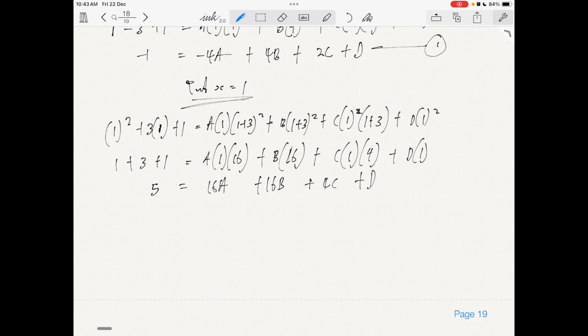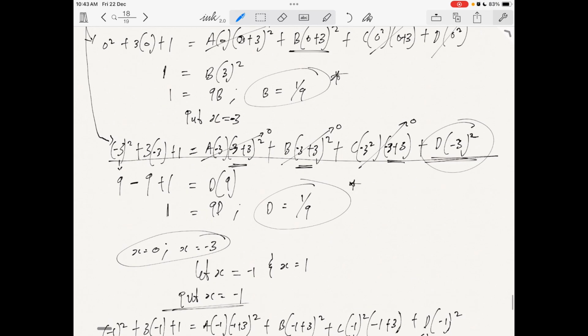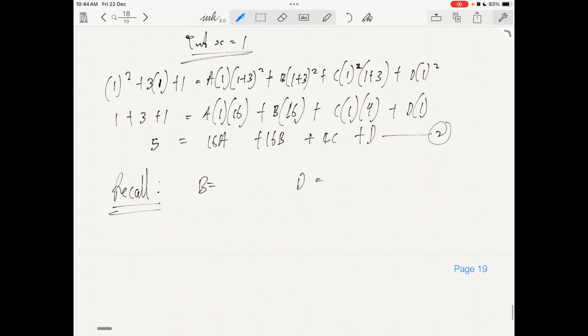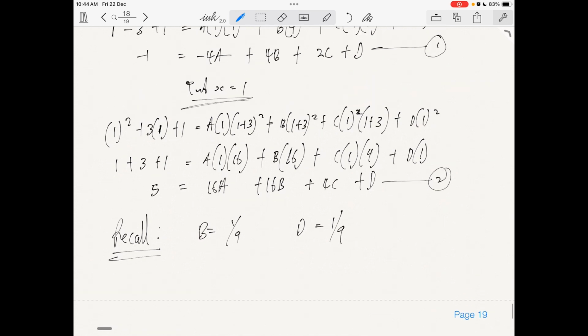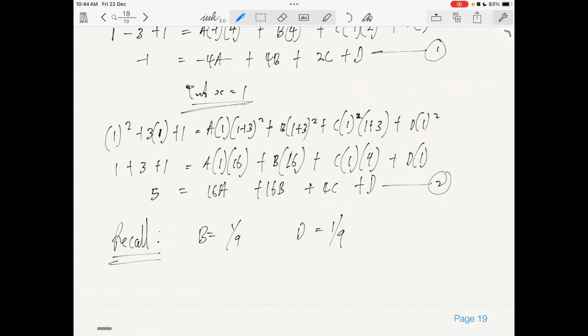Okay, now we can call this equation 2. Now let's recall our values of b and d. Now b, as we have calculated before, is 1 over 9 and d also is 1 over 9. So we will now substitute those values for b and d here.